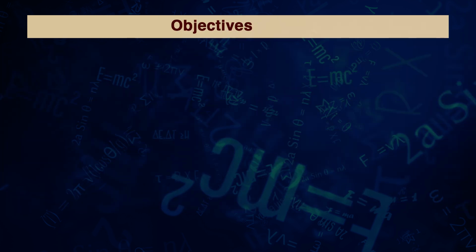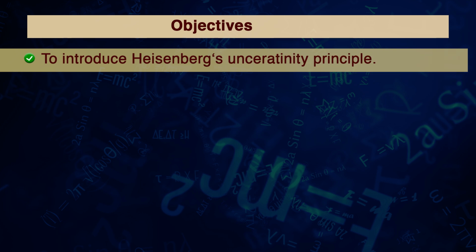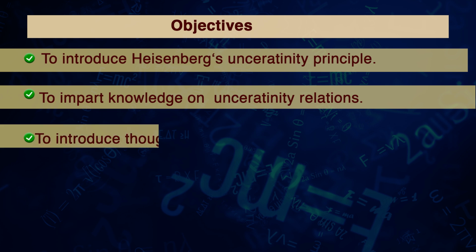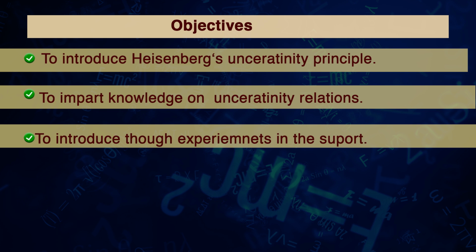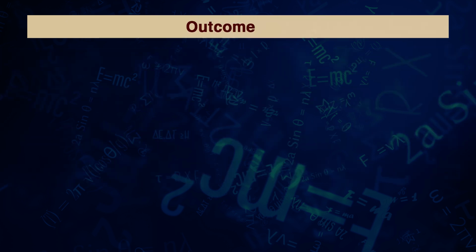So, the objectives of this lecture are to introduce Heisenberg's uncertainty principle, to impart knowledge on the uncertainty relations, to introduce some thought experiments in support of this uncertainty relation, and to give different applications of Heisenberg's uncertainty principle. So, the outcome of this lecture.